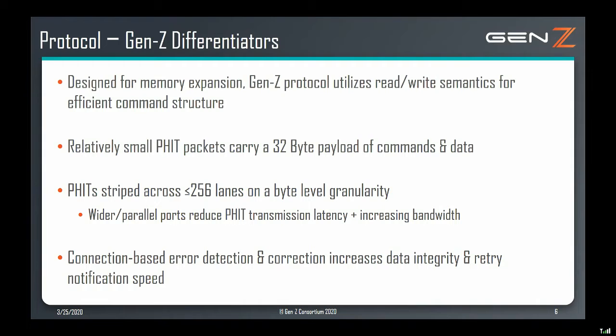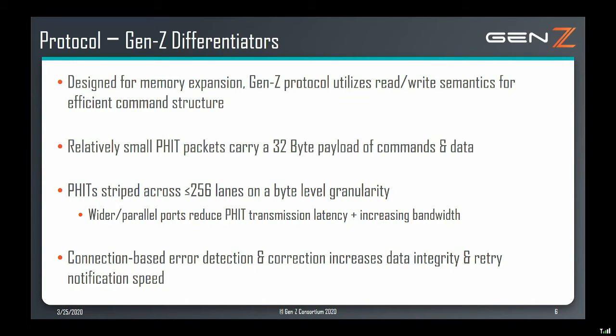So I mentioned earlier we use read-write semantics. So that allows us to have very efficient command structures, very small transaction packets. And then within the transport layer, we divide our transactions into small payloads. We use FIT packets, which carry a payload of 32 bytes, and those payloads can consist of commands or data. Those FITs, though, can be transferred over one lane, or if you have more than one lane connected to your device, would be striped across those lanes. And so you end up with a very short transport time.